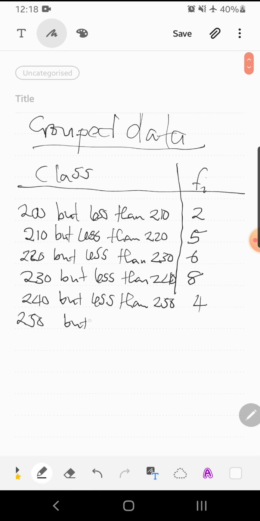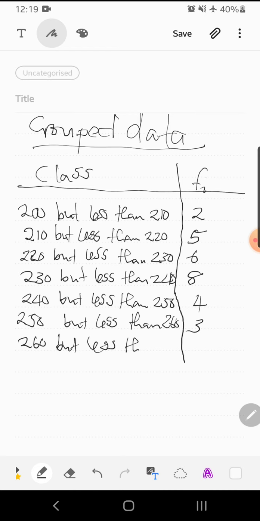250, but less than 260. The frequency there is 3. 260, but less than 270. The frequency is 1. Okay, so these are the classes that we have: 1, 2, 3, 4, 5, 6, 7.